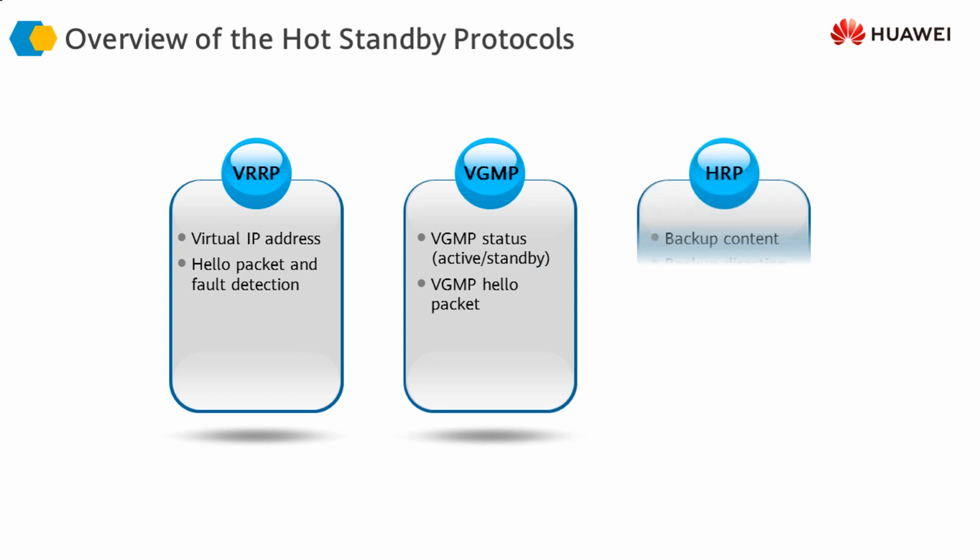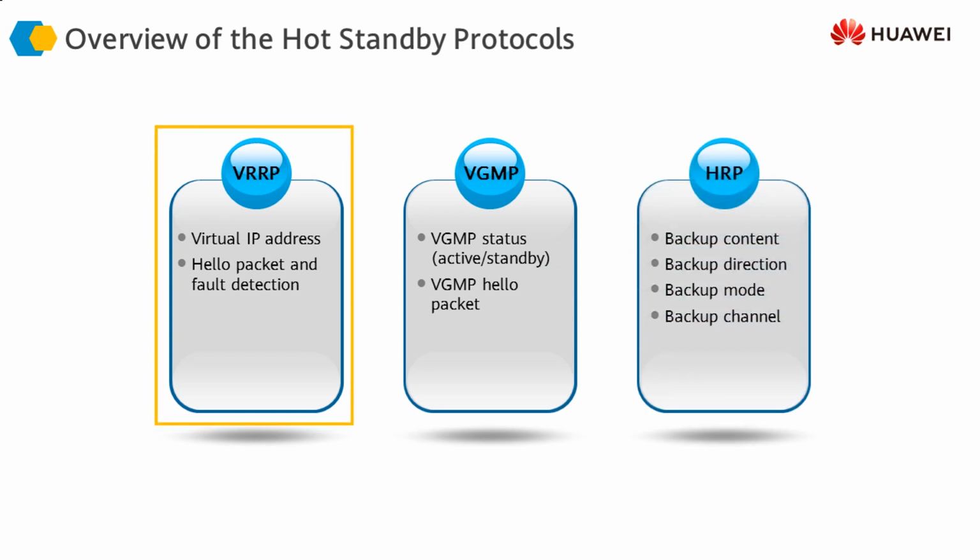If you look at VRRP, the concept is that we can have, for example, two firewalls. One of the firewalls can be working in the active mode, and the other firewall can be working in the standby mode, which means that the traffic is being forwarded through the active firewall. But if the active firewall goes down, then the traffic would be forwarded through the standby firewall.